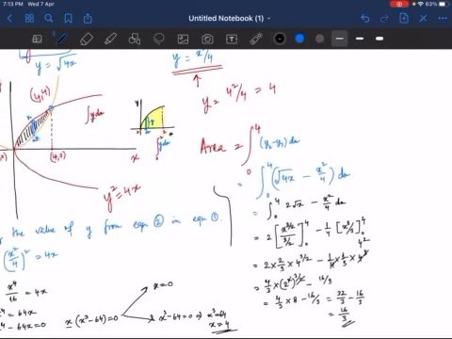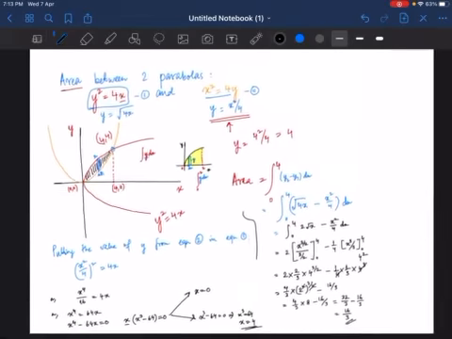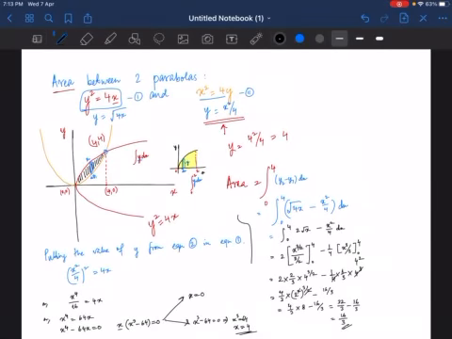So this is how we find the area of the region bounded by the two parabolas. I hope it's clear.